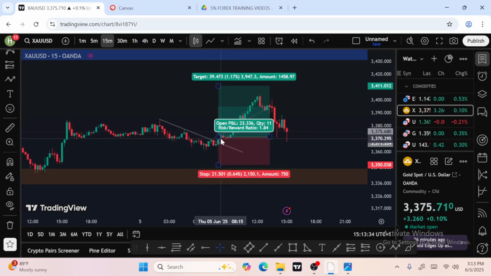If you enter with 0.01 from here, this 15 minutes, this zero. So 3370. You enter with 0.01, and it takes you out at 3350. That is how many pips? 200. So 200 pips of 0.01. That is how much? $20.